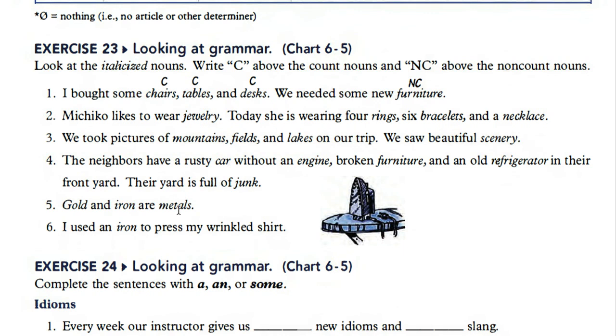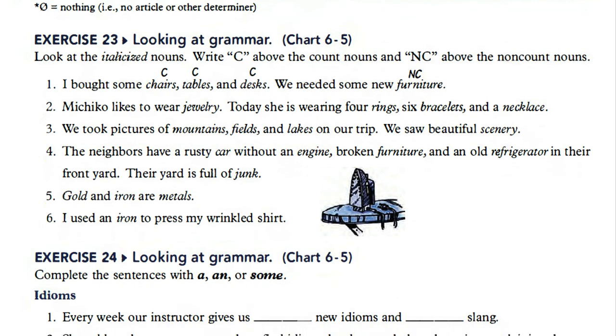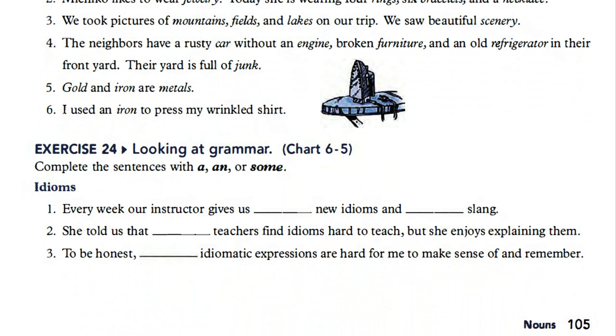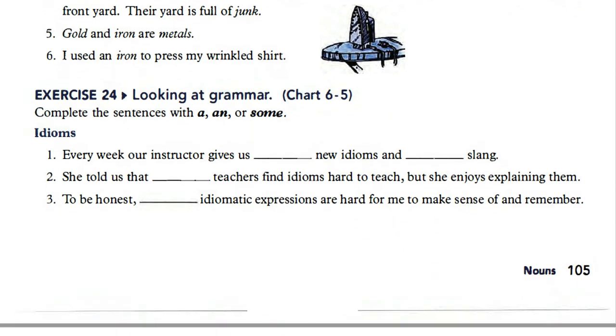And we have one last word. I use an iron to press my wrinkled shirt. This word is already countable. The iron is different from other sentences because it's one iron. So that's the point. You can answer exercise 24 on your own.